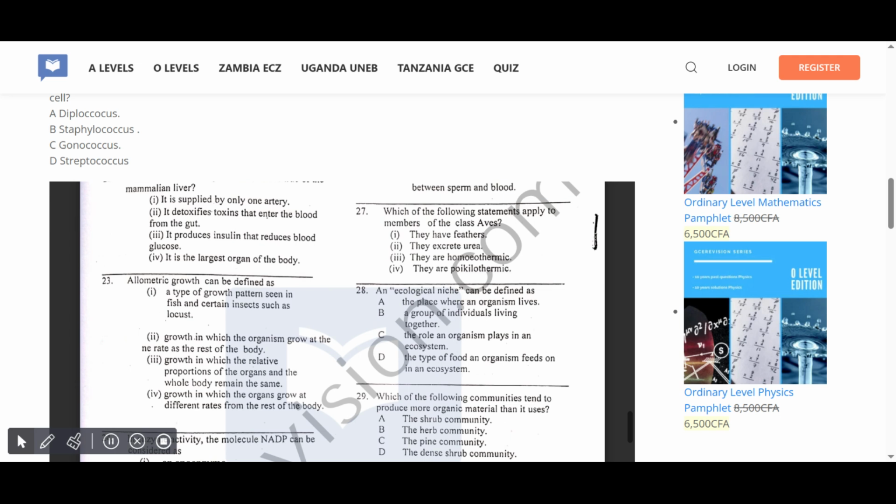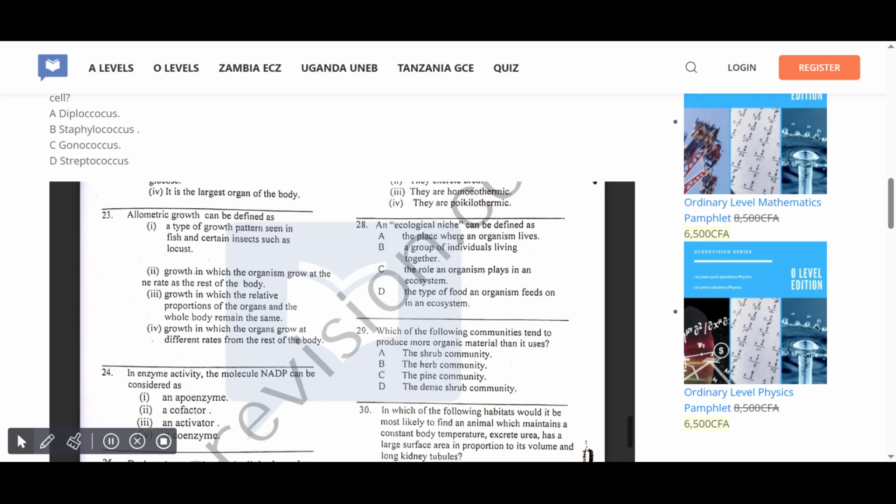An ecological niche can be defined as the role an organism plays in an ecosystem. The answer is C.